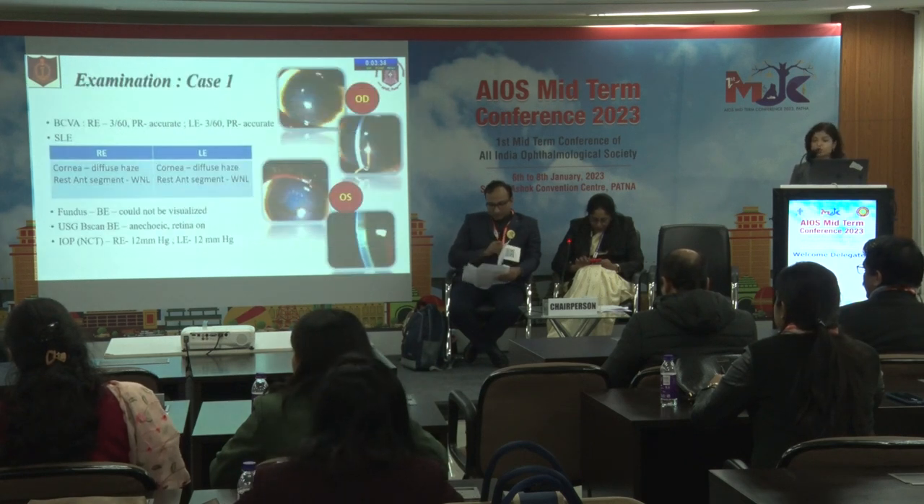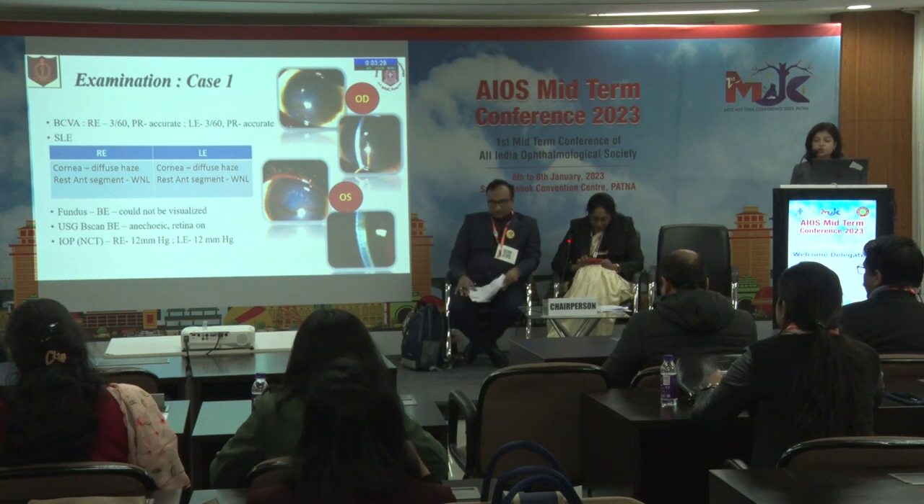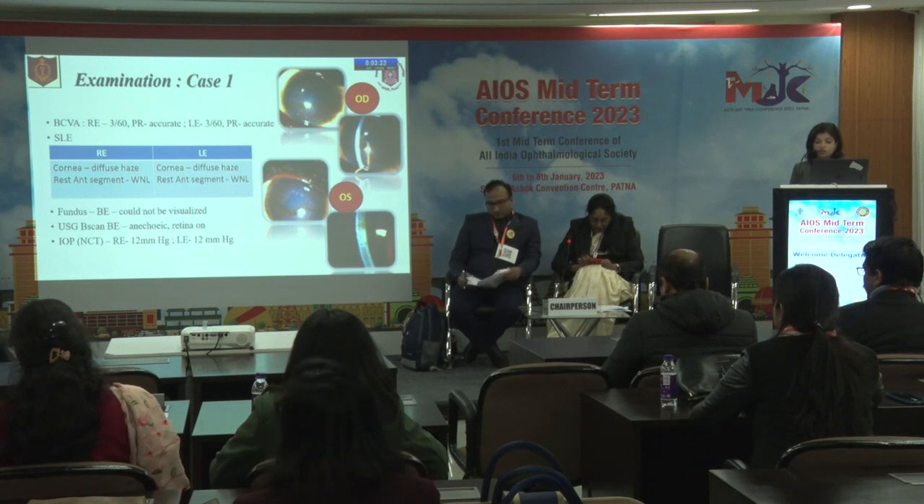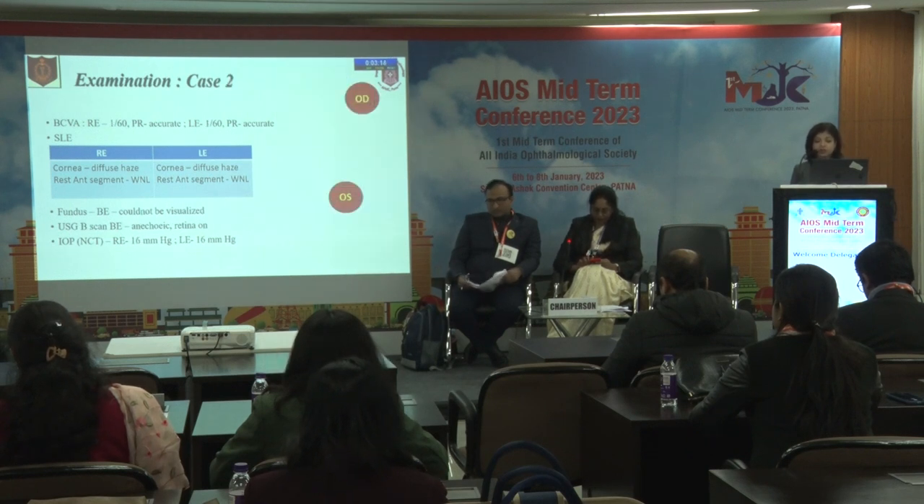Examination of the first case showed BCVA in both right and left eye was 3/60, PR was accurate. Slit lamp examination showed diffuse haze in the cornea in both the eyes, rest of the anterior segment was within normal limits. Fundus could not be visualized, therefore USG B scan was done, which showed retina was on. IOP in both right and left eye was 12 mm of mercury.